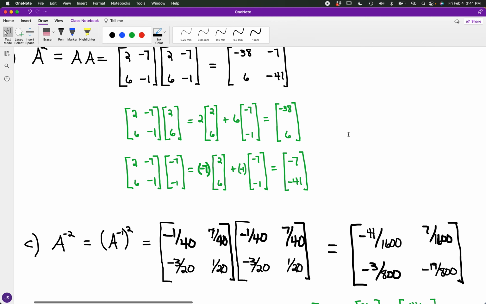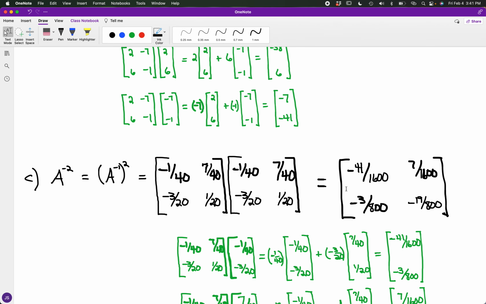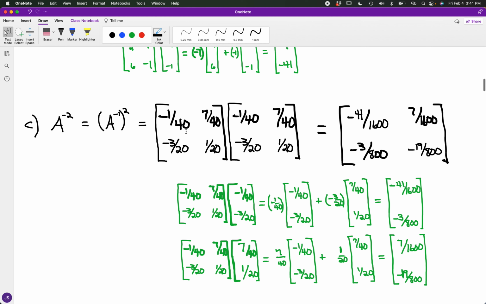And just taking this, so the square will be that inverse times itself. And going through the arrangements, again, so you have the matrix inverse times the first column in that arrangement. And then we have the inverse matrix times the 2 by 1 matrix formed by the inverse matrix's second column. And so for the first arrangement, we come out to negative 41 over 1600 at the top.